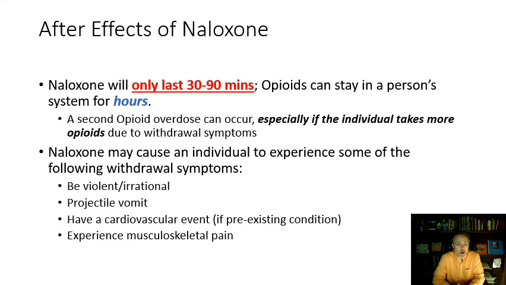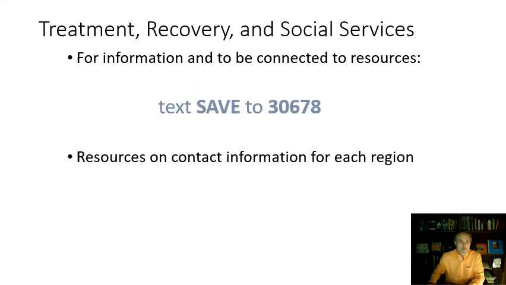Treatment, recovery, and social services are available, and for information and to become connected to these resources, text SAVE to 30678, and resources on contact information for each region are contained in the Tennessee Recover app.